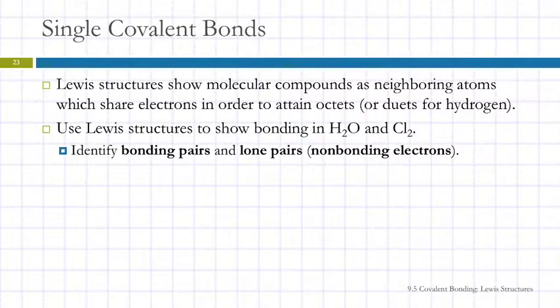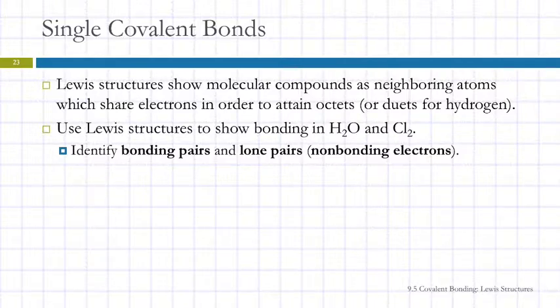Okay, covalent bonds. The Lewis structure for molecular compounds shows them as atoms next to each other sharing electrons in order to get octets, or duets for the little tiny guys. When you have two nonmetals, you don't have one that's willing to get rid of its electrons, to totally give them. And so in order to form octets, they share. So let's look at water and chlorine and see how Lewis structures can show the bonding that occurs there.